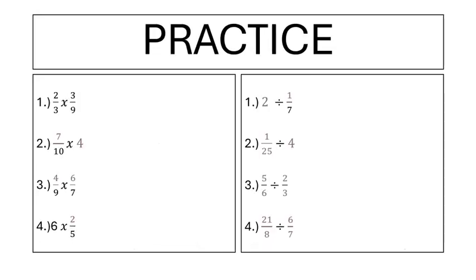This section is for practicing what you have learned. You can divide this section into 2 columns. The left side is for multiplying fractions and the right side is for dividing fractions. Remember to write everything down and show your work. When you are done, write a line underneath to separate it from the next section.